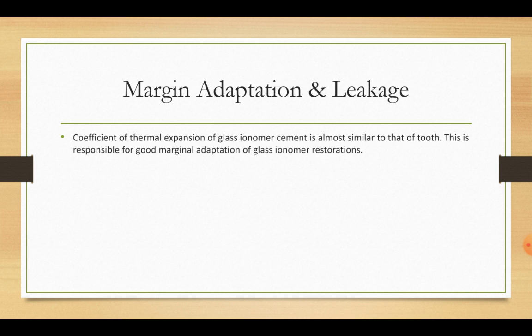Then comes margin adaptation and leakage. The coefficient of thermal expansion of the GIC is almost similar to that of the tooth. Therefore, there is good marginal adaptation of the glass ionomer restoration, and because of this good marginal adaptation, there is less chance of leakage.